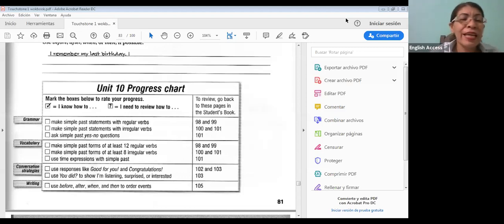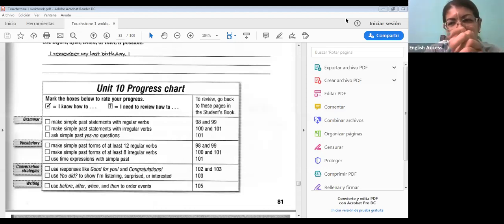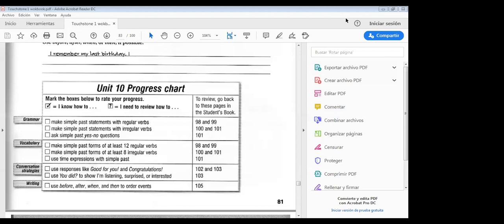Okay, thank you, Jesus. Thank you, everybody. And it says use time expressions with simple past. For example, last week. Other time expressions? Last night? Yes. Last weekend? Yes. Yesterday? Yesterday.